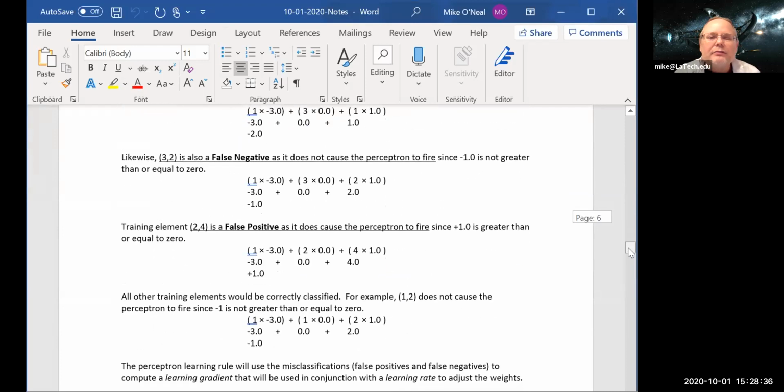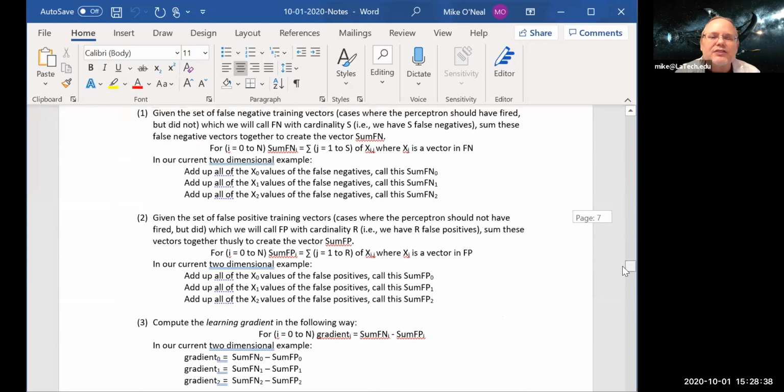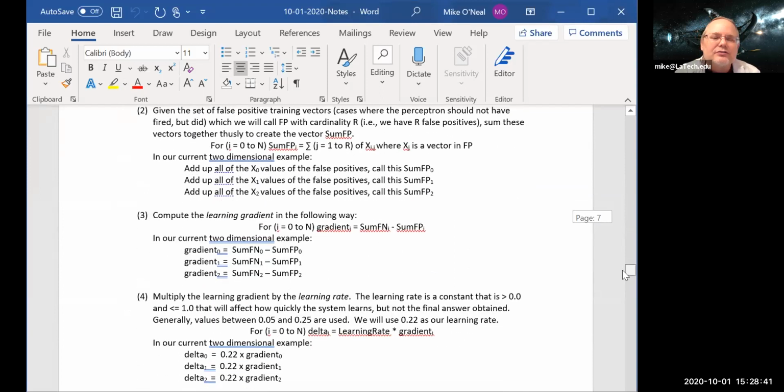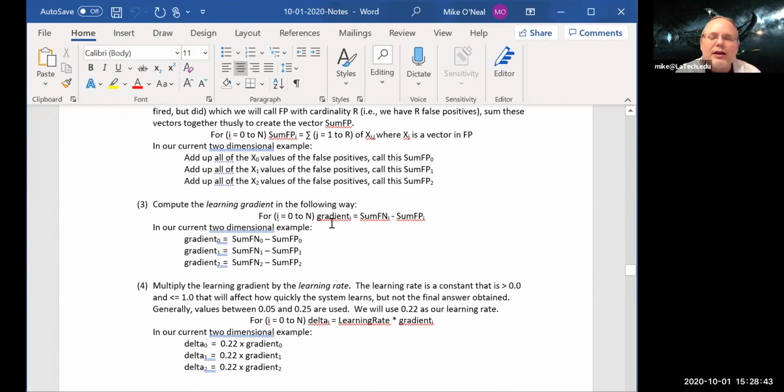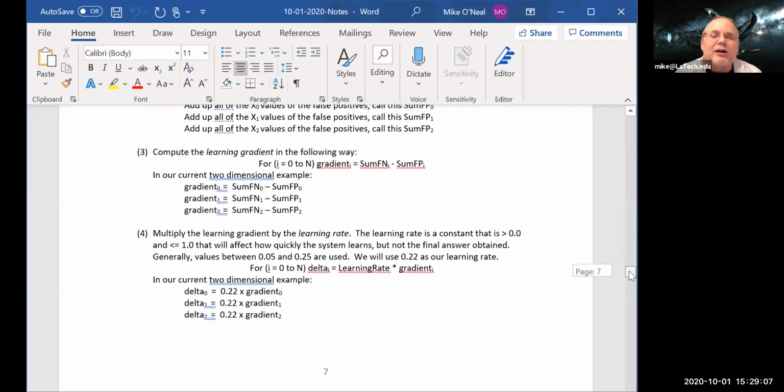So now that you've gotten the sum of your false negatives and the sum of your false positives, the third thing you do is compute your gradient by subtracting the sum of the false positives from the sum of the false negatives. And you do it again component-wise, component 0, component 1, component 2, and that gives you a gradient, which is a vector. It's got 3 values. It's a vector with 3 components. That's our gradient. That's our direction that we need to move.